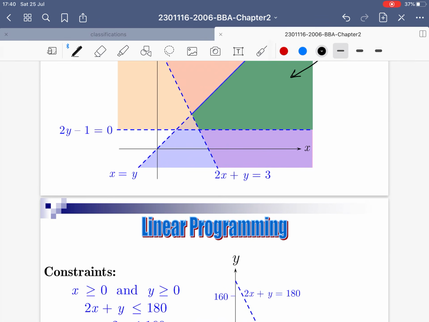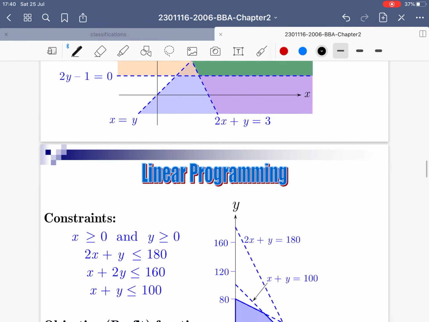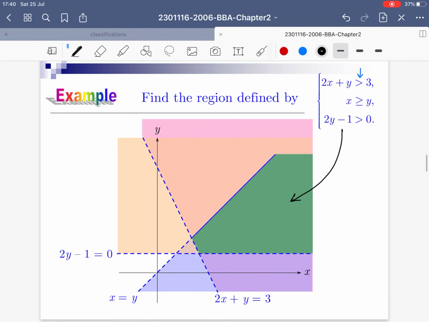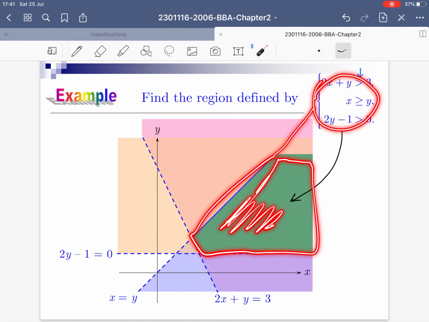So let us stop right here. In the next video clip, we are going to go back to our linear programming, look at this kind of constraint and see how the constraint affects the problem, and then how we are going to solve for the maximum or minimum under consideration.